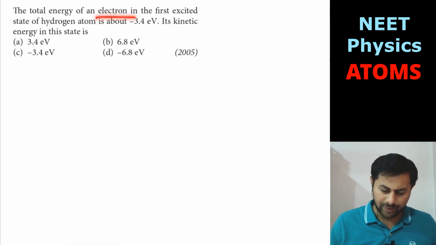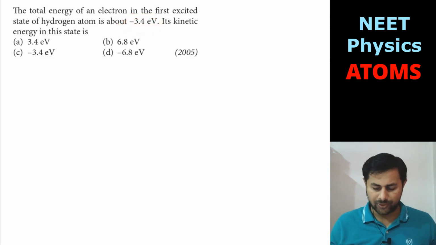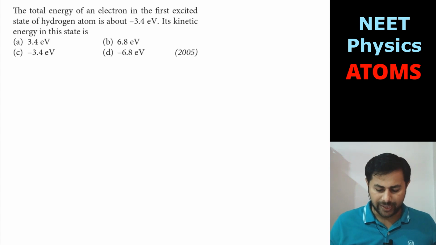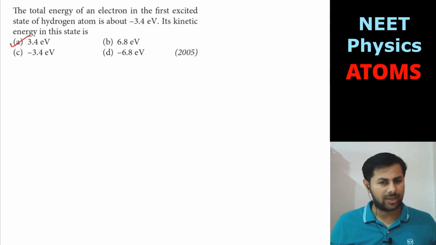The total energy of the electron in the first excited state of the atom is about minus 3.4 electron volts. Its kinetic energy in this state is, so this is a repeated question. This is from 2005, this is from 2007. So what would be the kinetic energy? Just the negative of the total energy. So that is plus 3.4 electron volts. Okay, so that's simple.